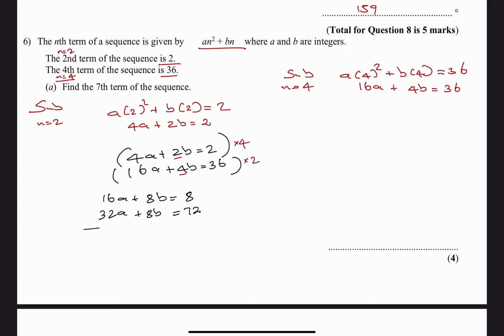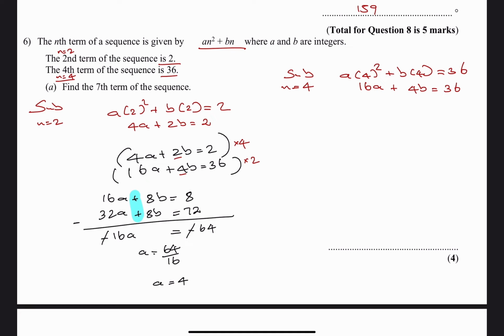Can you see the middle signs in here are the same, plus and plus. So of course they are the same. Subtract them. 16a minus 32a is minus 16a. The b's go away. Then 8 take away 72 is going to give you minus 64. Negative, negative cancel. A is 64 over 16. A gives you 4.